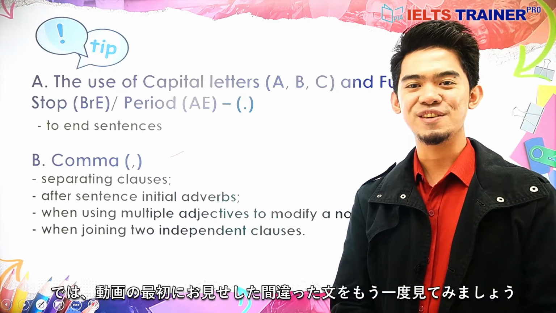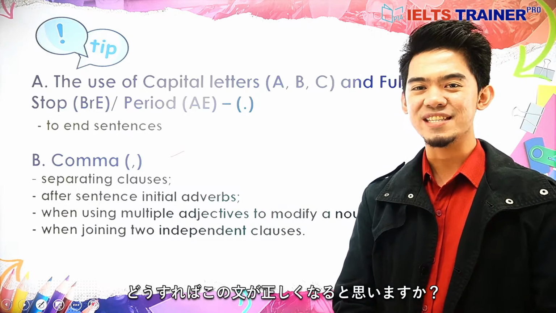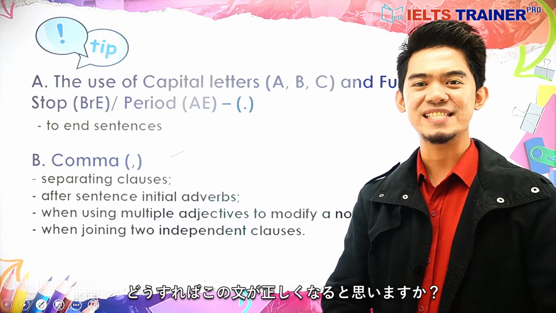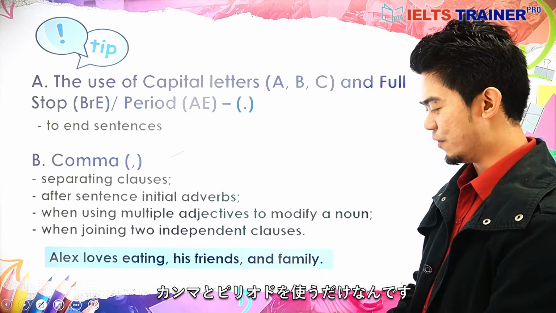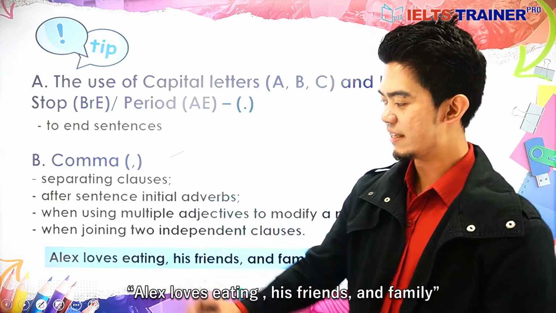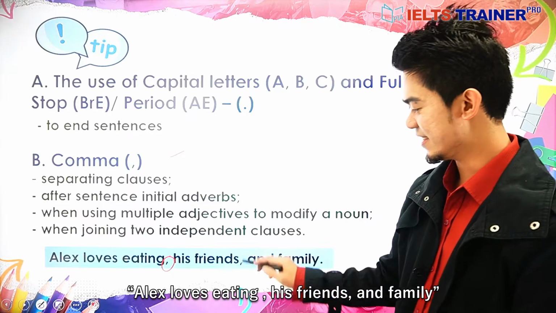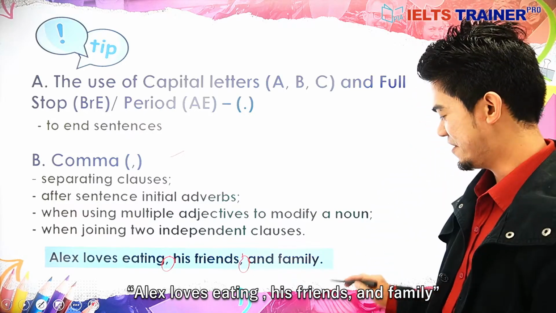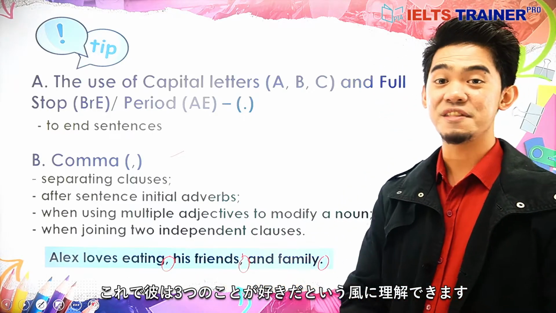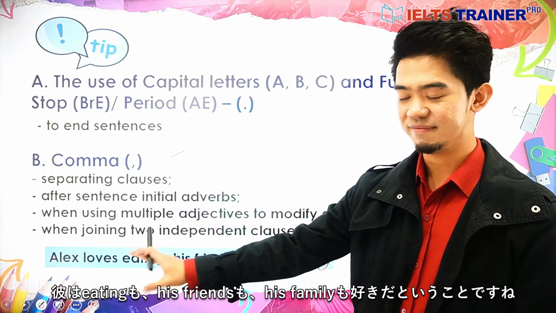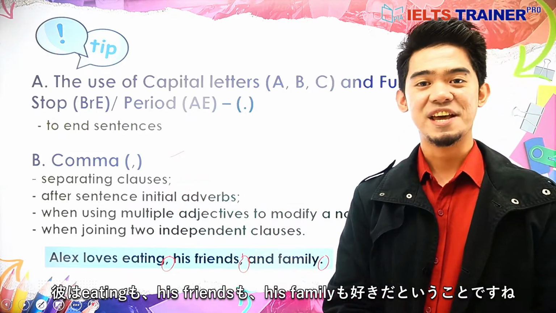Now, going back to the first sentence that I've shown you, maybe some of you are asking, okay, so how can we make that sentence correct? Well, we could just use our commas and our period. So it's gonna be Alex loves eating, comma, his friends, comma, and family, period. It means that he loves these three. He loves eating, also he loves his friends, and he loves his family.